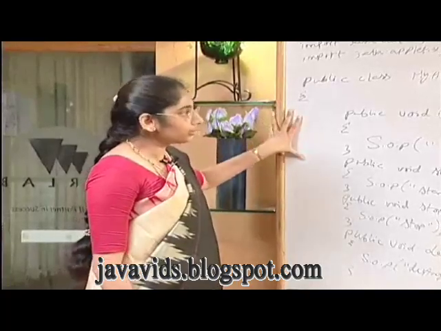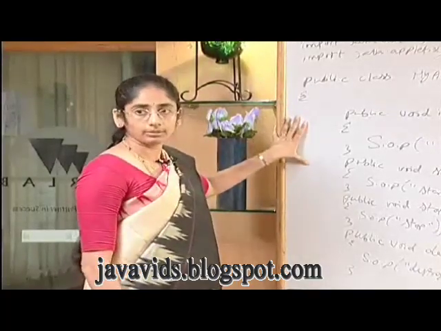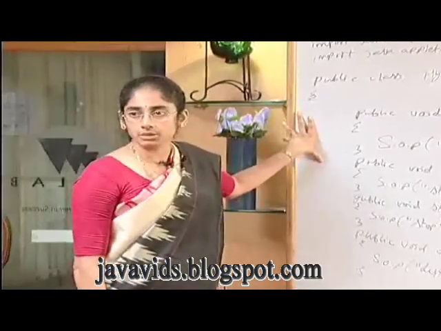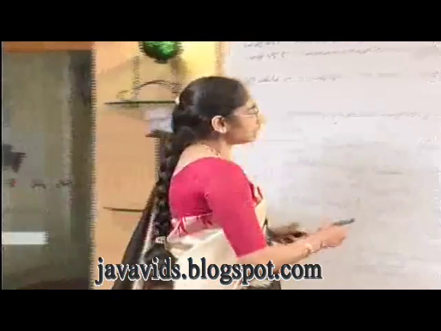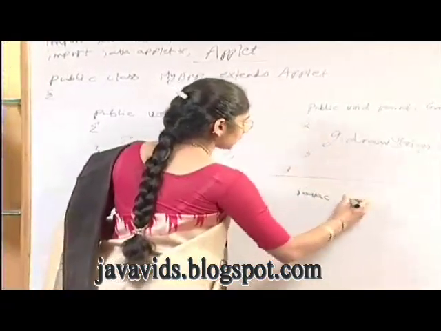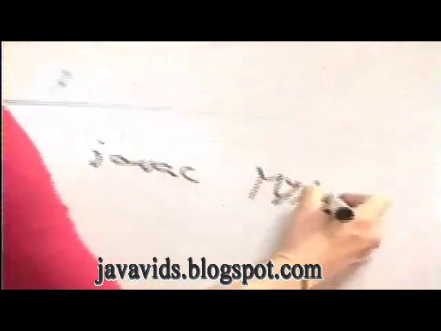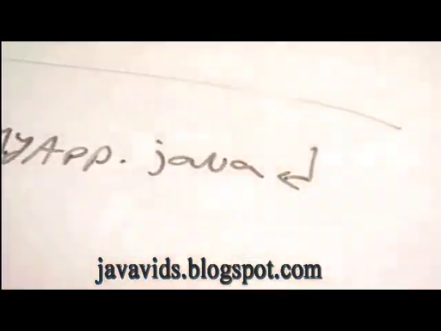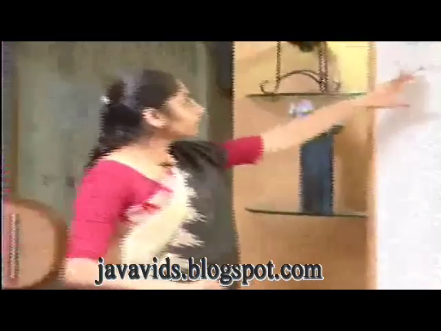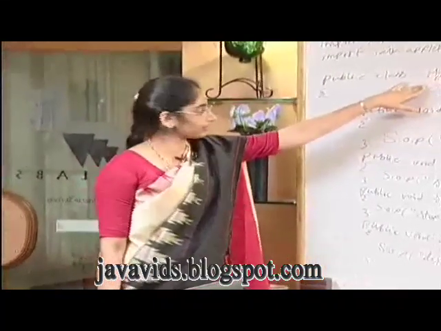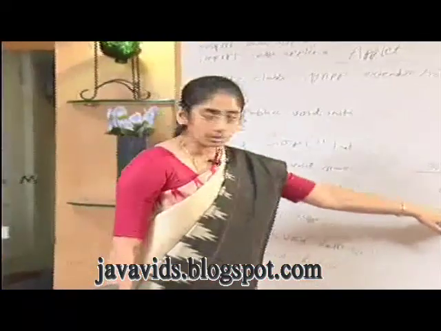In order to execute this program, you compile as usual, like you did your application programs, by saying javac myapp.java. So you get myapp.class. Of course, since this is a public class, the name of the file should be the same name as the class name. So you get the myapp.class file here.